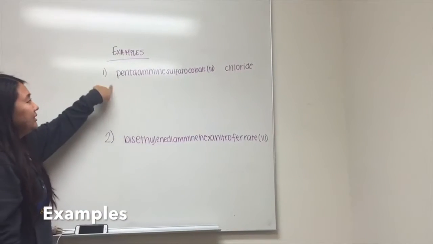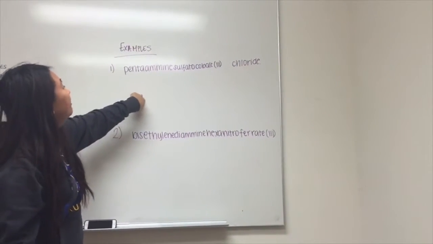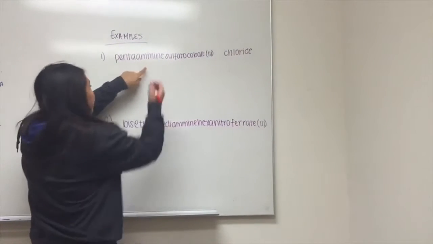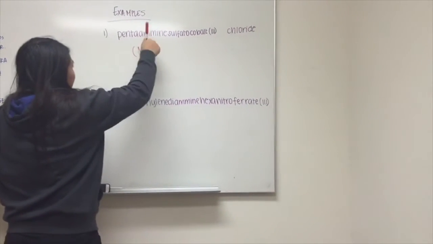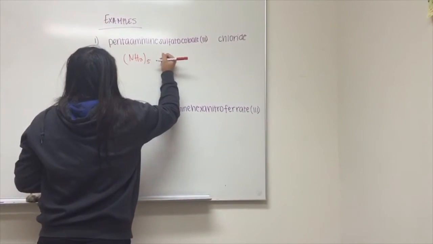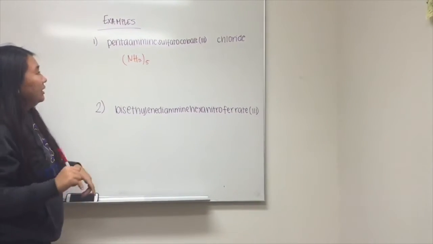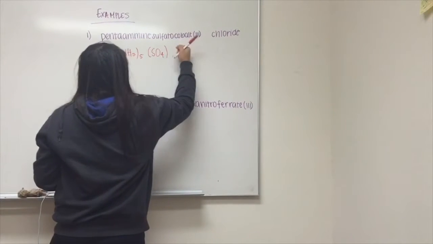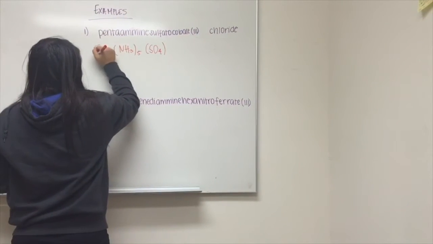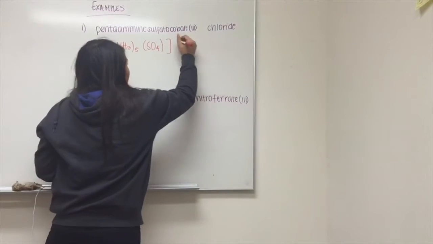Okay, so I'm going to take these names and then change them into the formula. First, I'm going to start out with the ligand. Amine is NH3. Okay, and then it says penta in the front, so that means there's 5 of them. Okay, and then there's the sulfato, and that's going to be SO4. Okay, and then the cobalt goes in the front, and then I'm going to bracket that. And then put the chloride at the end.